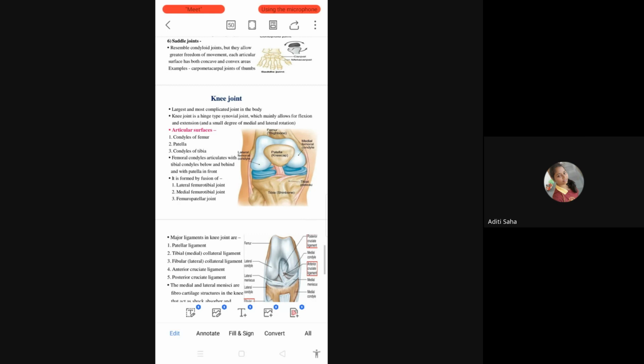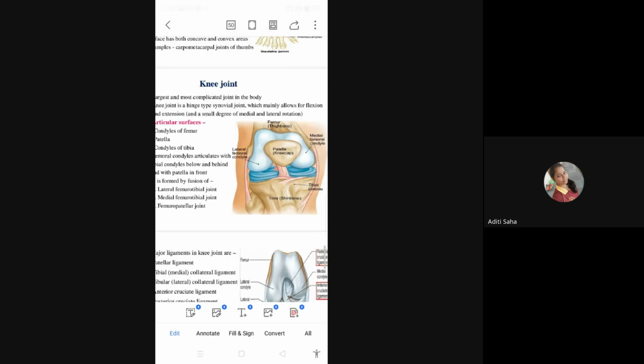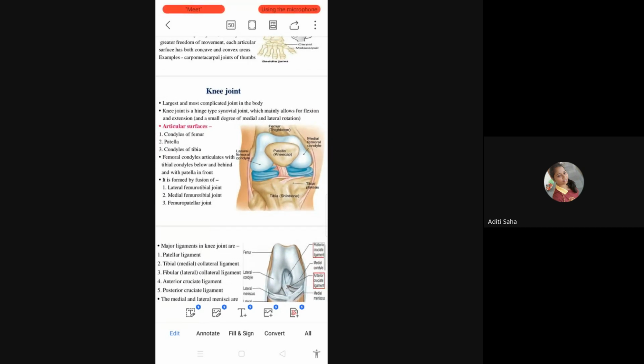Okay, so we will once again repeat the knee joint in brief. The knee joint is the largest and most complicated joint in the body. It is a hinge type synovial joint which mainly allows for extension and flexion and a small degree of medial and lateral rotation. I hope you got the concept of flexion, extension, medial, and lateral rotation.